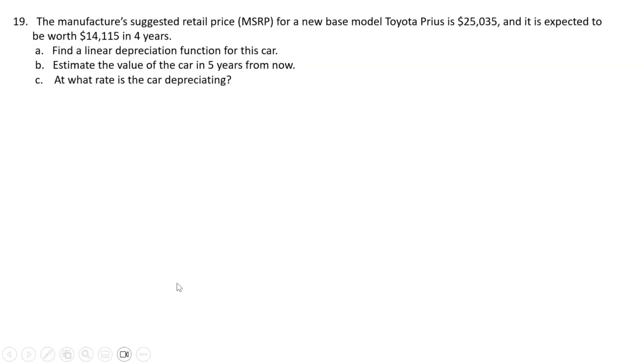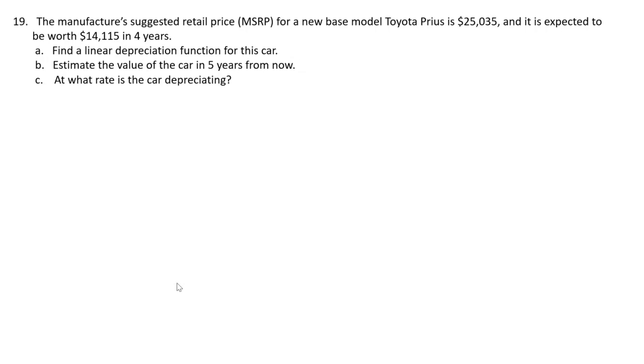Okay, now, this is number 19. This is how linear equations are involved in the real world. This is like a real life situation here. The manufacturer's suggested retail price, which is an MSRP, for a new base model Toyota is $25,035. And it is expected to be worth $14,115 in 4 years. So for part A, find a linear depreciation function for this car.